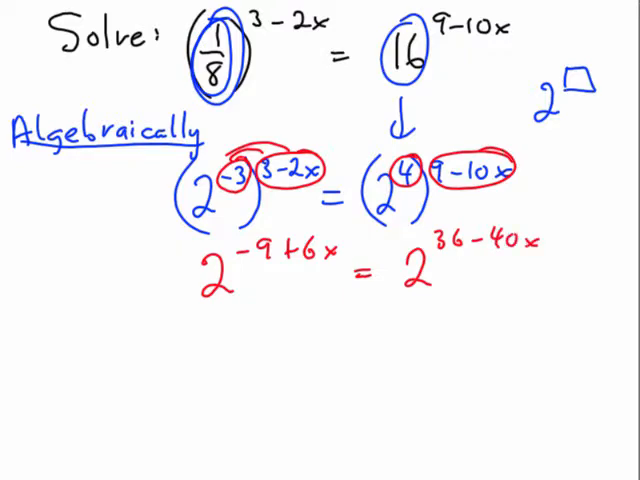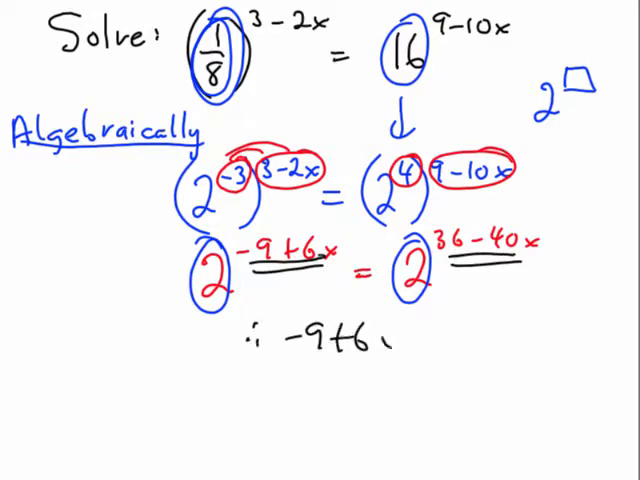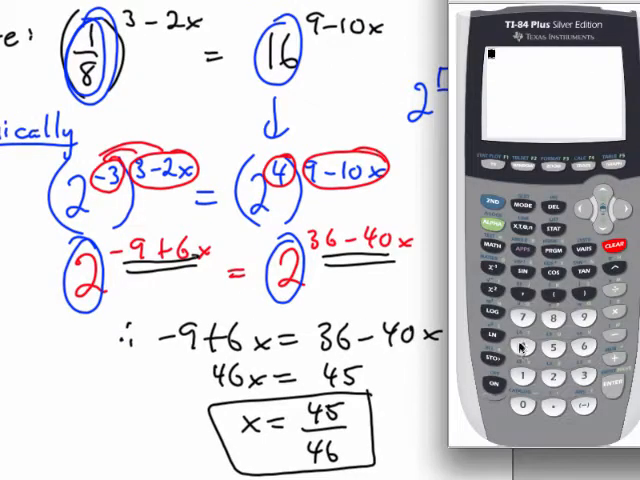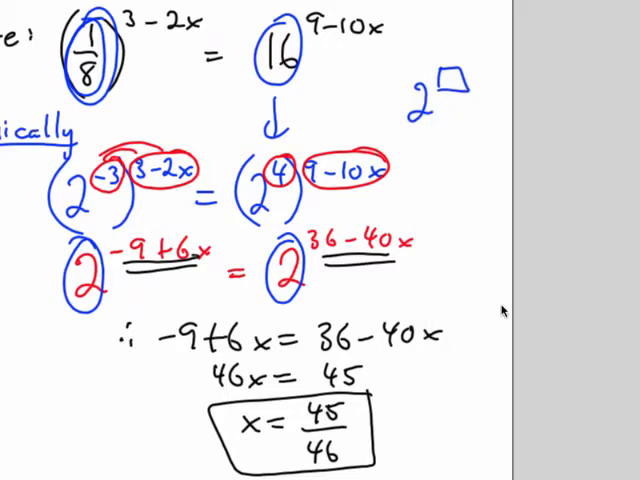We've arrived similarly at what we had with our basic example. We have both sides written with a common base of 2. If both sides are supposed to be equal, that logically means that this exponent has to equal that exponent. So we simply write negative 9 plus 6x equals 36 minus 40x. We have a nice simple equation that we can solve. 46x equals 45, and so x is 45/46, which as a decimal is 0.98 rounded off. But of course exact values are better, so we're going to leave our answer as 45/46.